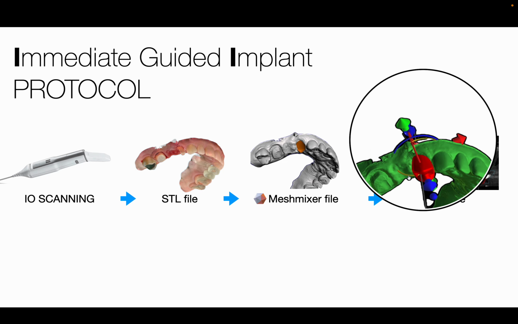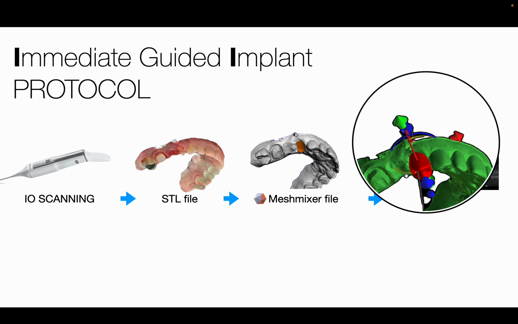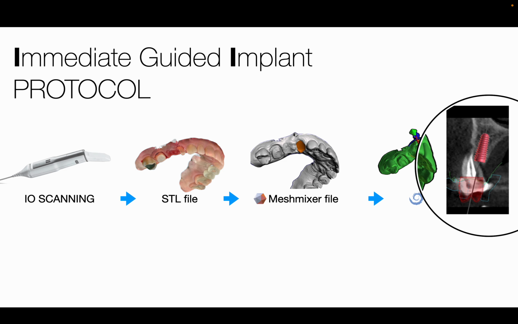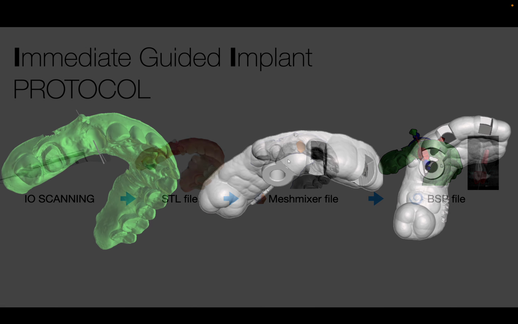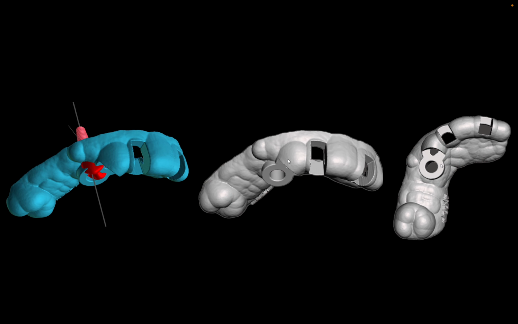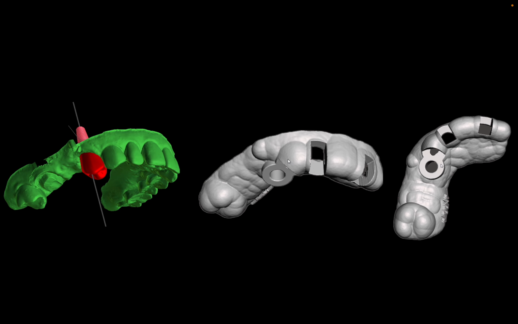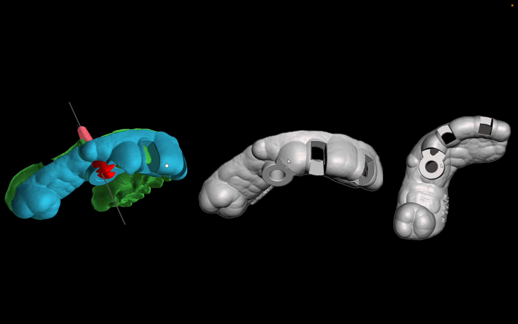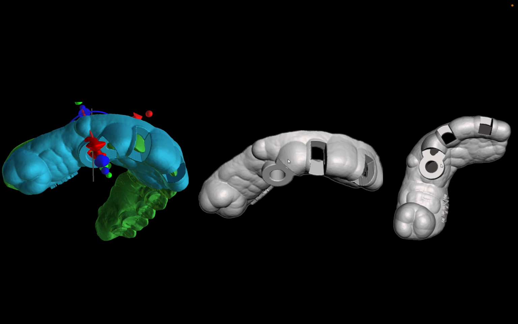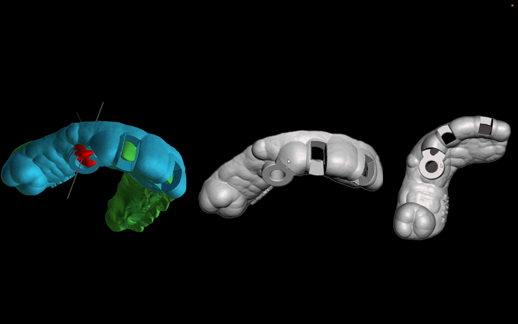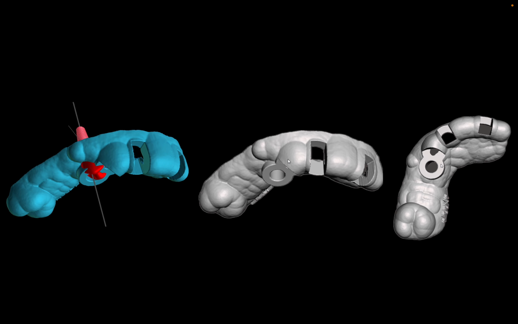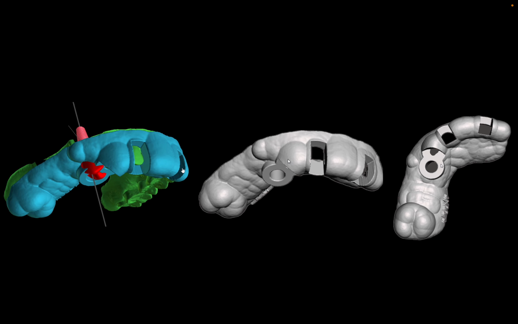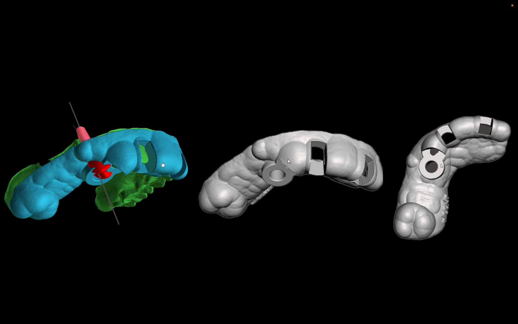Guidance, because I'm going to overlap that STL file with the new digital planning of my future restoration, the emergence of my implant, right? So remember, now I have the CT scan overlapped with my STL file, and out of that digital wax-up, or digital creation of the future tooth, I can understand which is going to be the most proper direction of my implant.